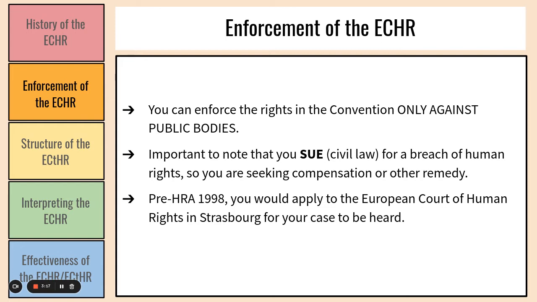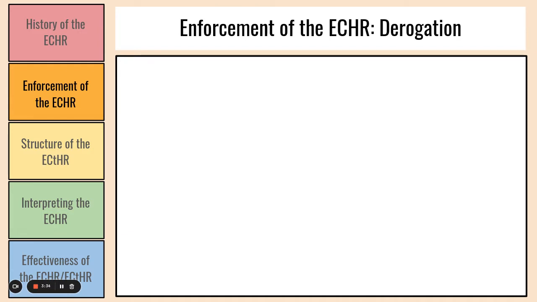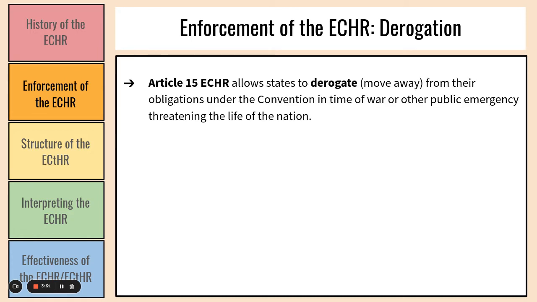Before the Human Rights Act in 1998, obviously the Human Rights Act allows individuals in the UK to go to domestic courts if they feel their rights have been interfered with. But before that, you would apply to the European Court of Human Rights in Strasbourg for your case to be heard. It is important to note, though, that there are some rights that can be derogated from or moved away from. These are not the absolute rights, except for the right to life in certain circumstances, but it does include your qualified and limited rights as well.